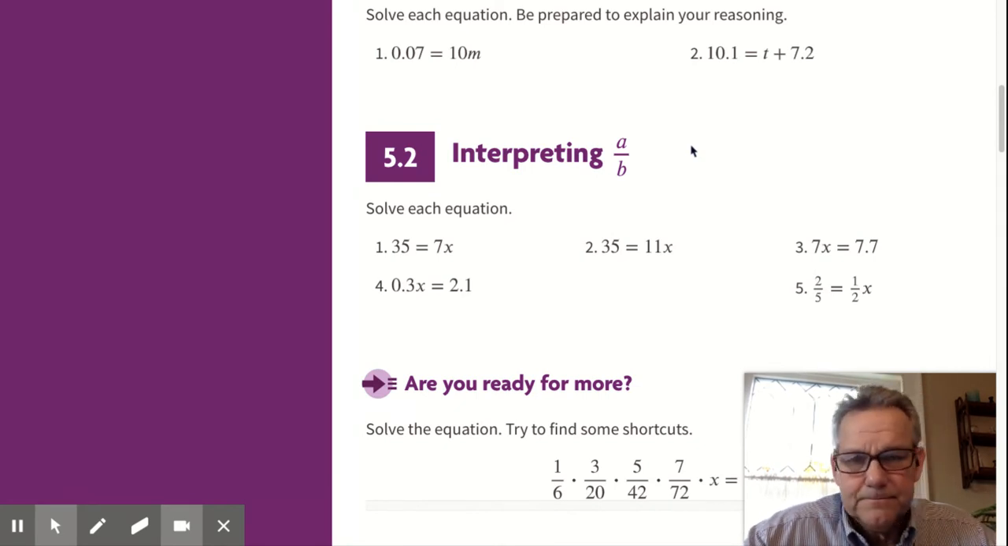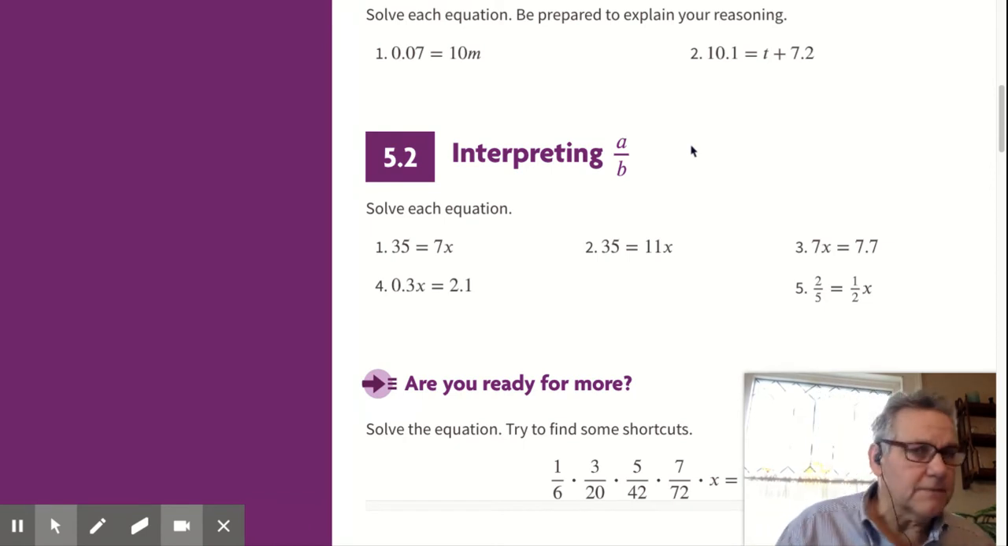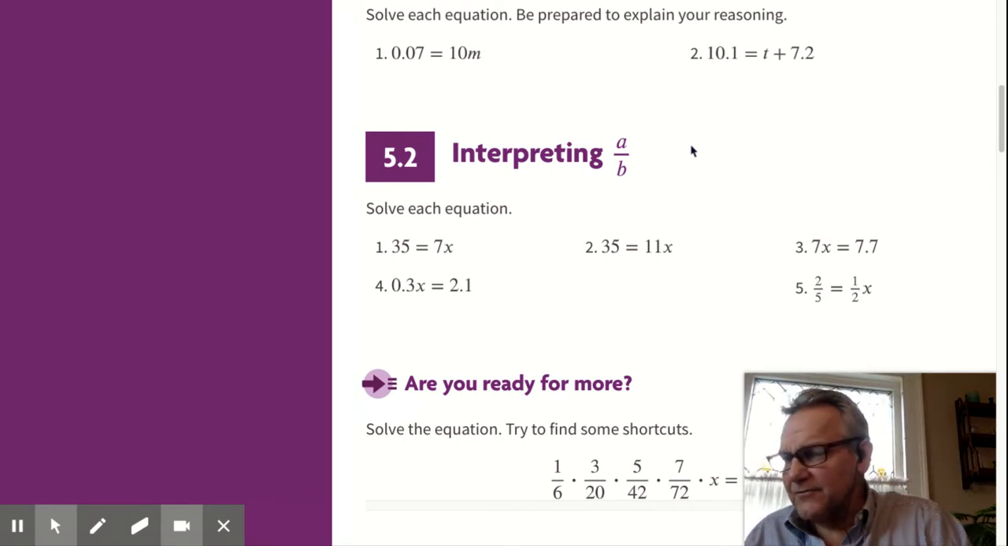Let's look at the second one. 35 is equal to 11x. Now, 11 is not really a whole number factor of 35, so this is going to be a fractional or decimal amount, but we needn't be afraid of it. We can again divide both sides of this equation by 11. We're left with x on this side, and of course, 35 divided by 11 is 35 11ths.